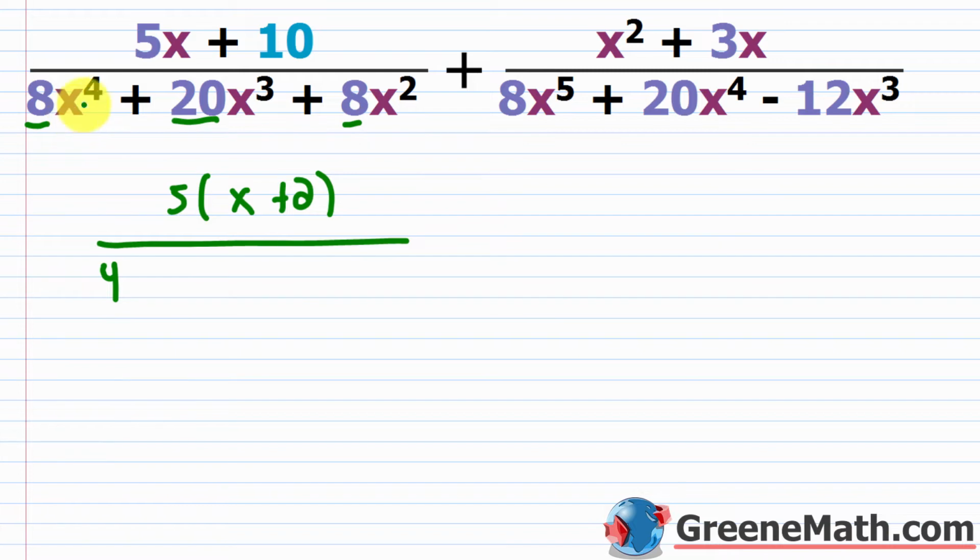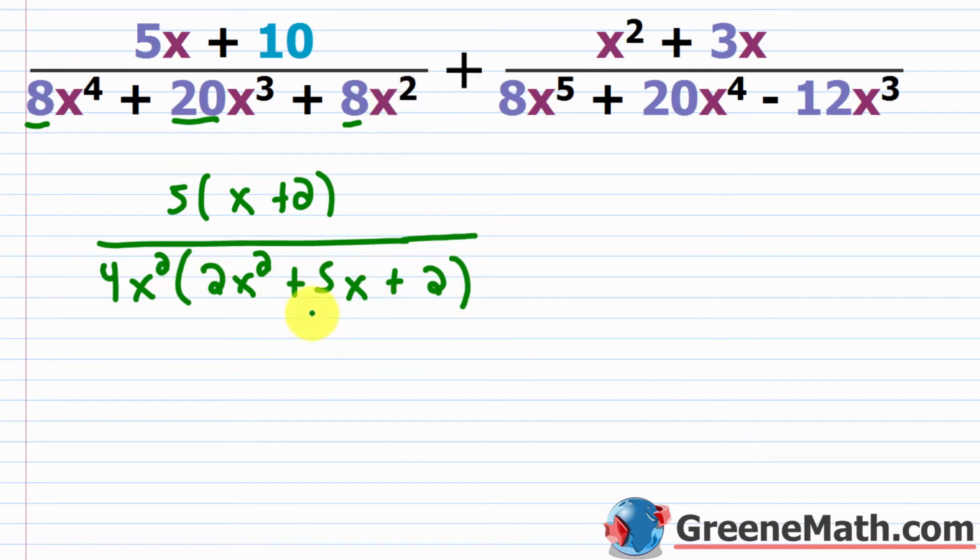And then notice that you have x to the 4th power, x cubed, and x squared. So I can pull out an x squared, right? So I'm going to pull that out, okay? So what's left inside would be, if I divide 8 by 4, I get 2. X to the 4th divided by x squared is x squared. And then we continue. We have 20 divided by 4 would be 5. X cubed divided by x squared is x. And then we would have 8 divided by 4, which is 2. X squared over x squared is 1, okay?